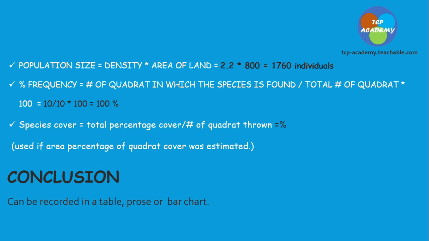Now percentage frequency is the number of quadrats in which the species was found. So when we threw those quadrats, if we threw it 10 times and we found the same organism in all 10 throws, then the frequency there would have been 100%. But suppose we threw it 10 times and we only found the organism 5 times, then the frequency there would have been 50%. Right? So to find your frequency, it is the number of quadrats in which the species is found divided by the total number of quadrats, and then you multiply that by 100. That gives you the percentage frequency.